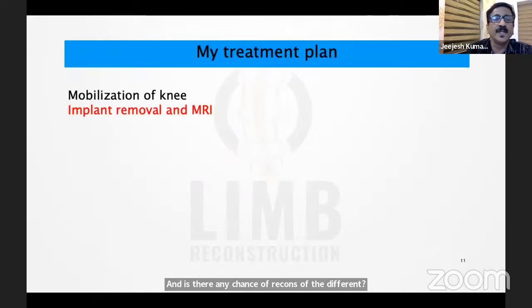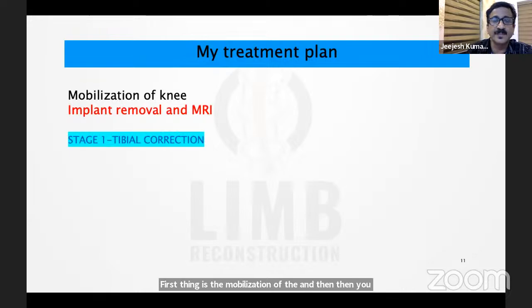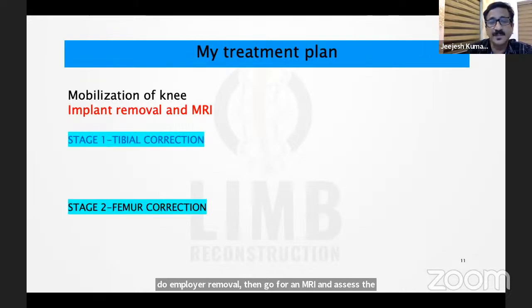So this is what I planned. First thing is mobilization, then implant removal. Then go for an MRI and assess the physis. Then I planned a 2-stage surgery: stage 1 tibial correction, and stage 2 femoral correction. Why did I do the tibial correction first?